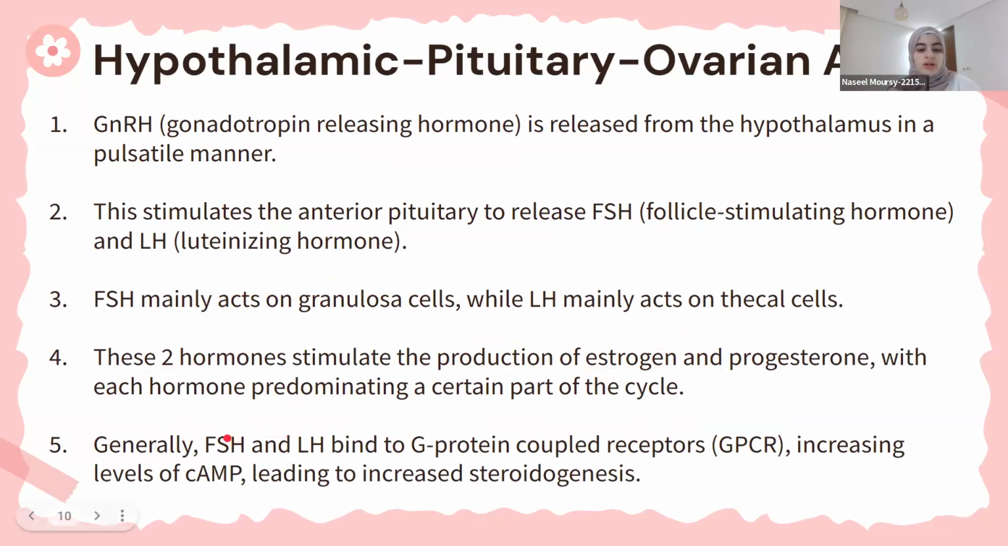Finally, remember the concept of cyclic AMP. FSH and LH bind to G protein coupled receptors and increase the levels of cyclic AMP, leading to increased steroidogenesis, which basically means the synthesis of the androgens and other hormones. Now we said that because cyclic AMP increases, you get more LH receptors, and so you get more synthesis of estrogen and progesterone.